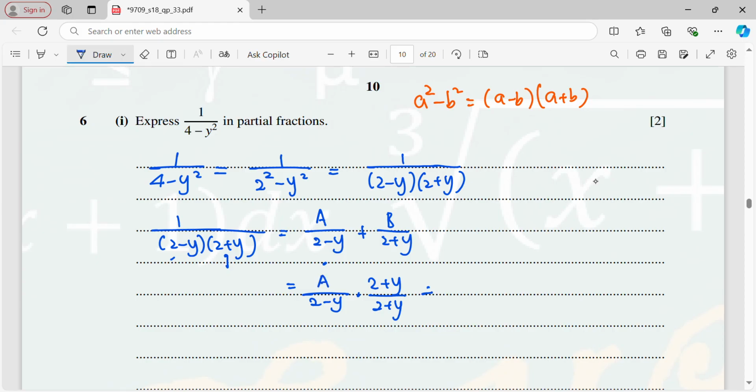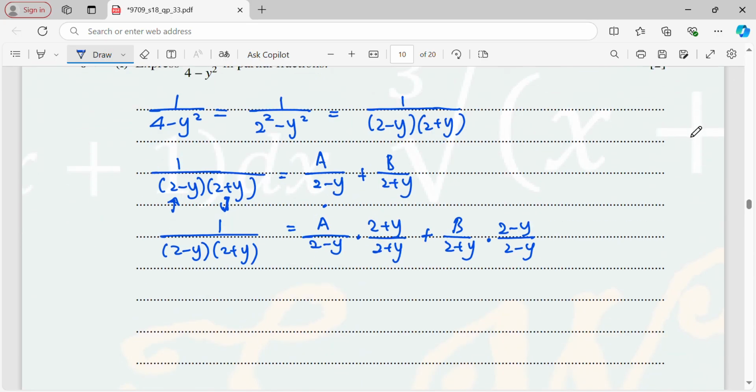And for the b, when you compare with the left hand side, I have 2 plus y now. That means I need to times with 2 minus y for the numerator and denominator. So left hand side I will just rewrite. So we are using comparison method to get the factors. So then since all of them are having the same denominators, you can just cancel off and then write down the numerators to solve the a and b.